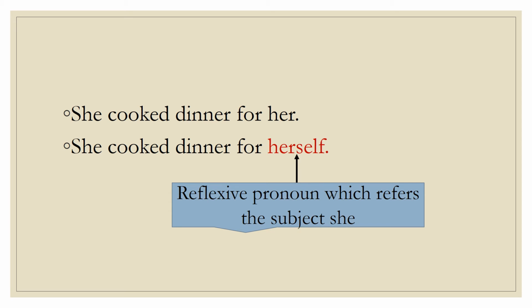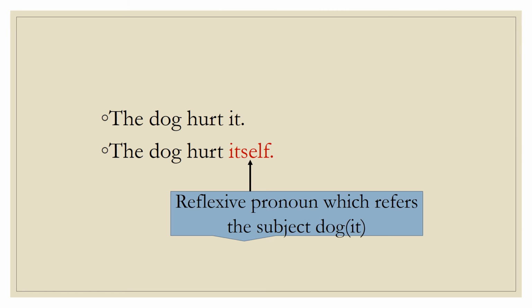The dog heard it. In the sentence, the dog and it refer to the same thing, so I can use a reflexive pronoun. The dog heard itself. In this, itself is a reflexive pronoun which refers to the subject dog or it.